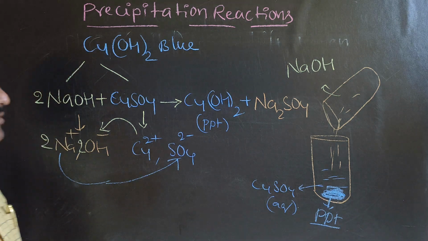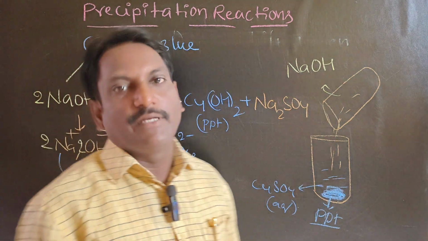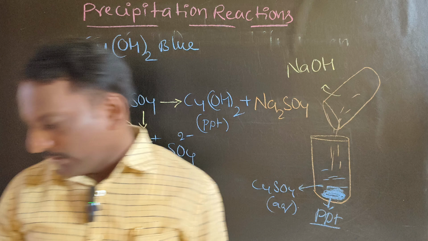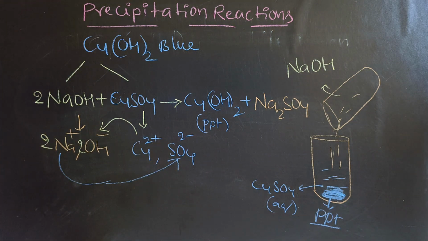So this is the formation of blue color precipitate. Is it clear? Right. Please copy that. Next one. So now let us have a talk. White color precipitates.